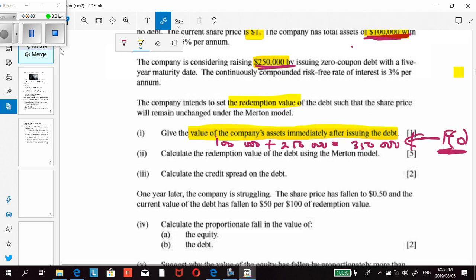Now they say, calculate the redemption value of the debt using the Merton model. If you've been listening to me, you know that that is your L. I'm using the Merton model. Now I've got the value of the shareholders, which I can use the Black-Scholes formula to value, but I'm missing L. Let me set out my equation.